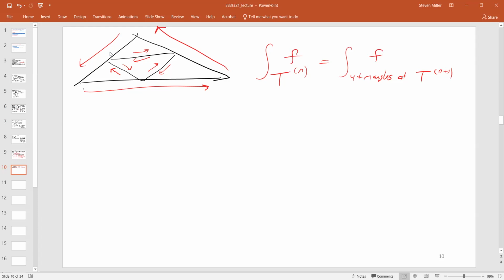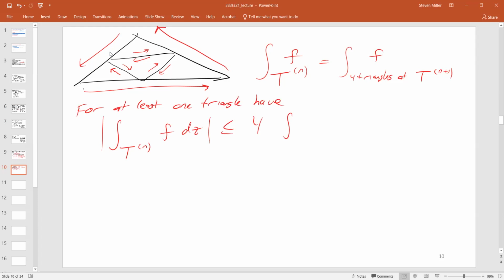Okay. And so if that's the case, then for at least one triangle, we have to have the following. We would have the integral over, say, one of our triangles at level T_n of f dz would have to be less than or equal to 4 times the integral over one of our triangles at level n plus 1. So why would something like that have to be true?